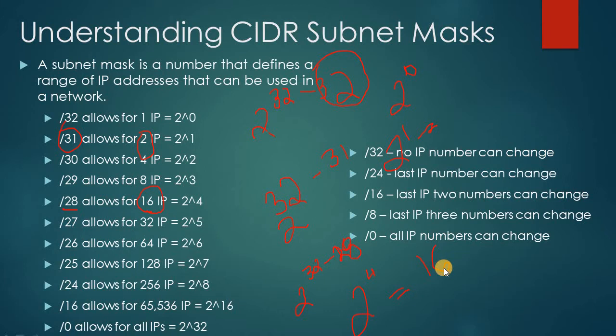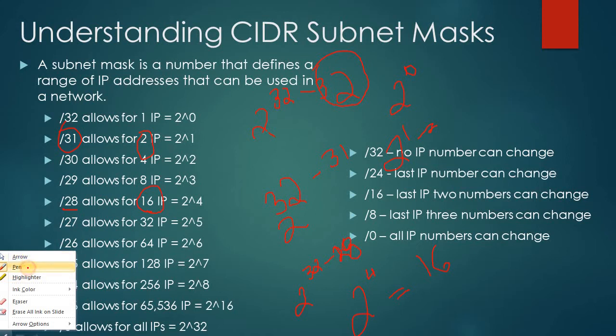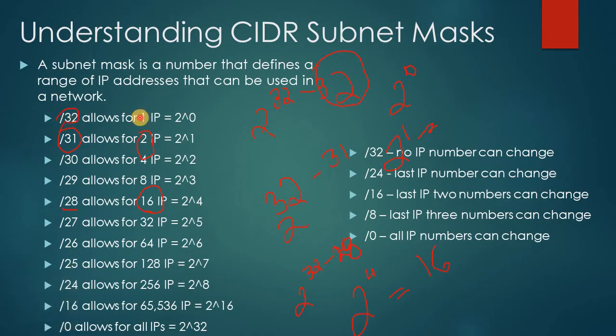So this is the way we can calculate. If you see here, if the subnet mask is increasing, and the subnet mask is 32, you have fewer IPs. If the subnet mask is 28, you have slightly more IP addresses. If the subnet mask is 16, you have 65,536 IP addresses. So once the subnet mask is decreasing, the IP addresses are increasing, if you see here.